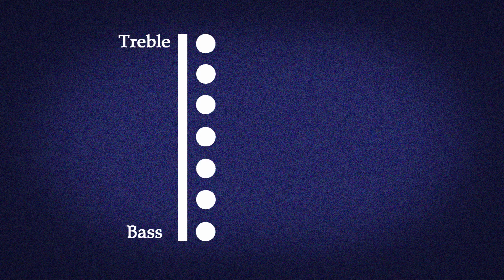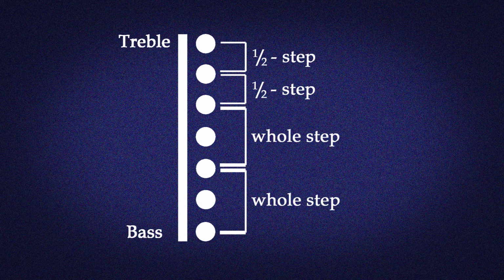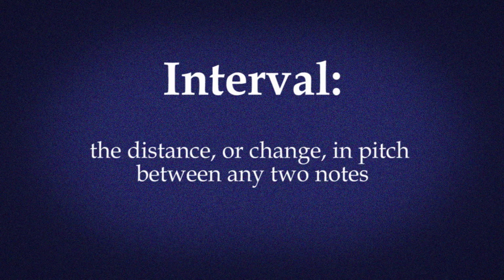Each note is separated by what's called a half step. If we go from any note up or down to the very next available note, we've gone the distance of one half step. 2 half steps is, not surprisingly, equal to 1 whole step. Using these measurements, we can accurately describe the exact difference in pitch from one note to another. This distance is called the interval between the 2 notes. This is a very important concept in music.